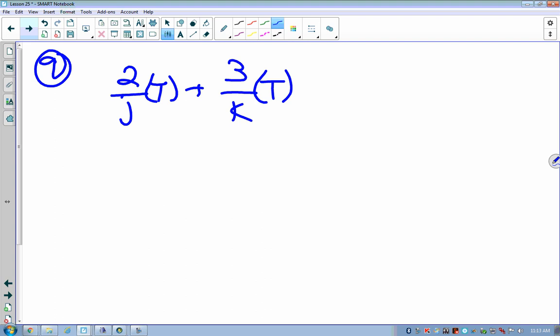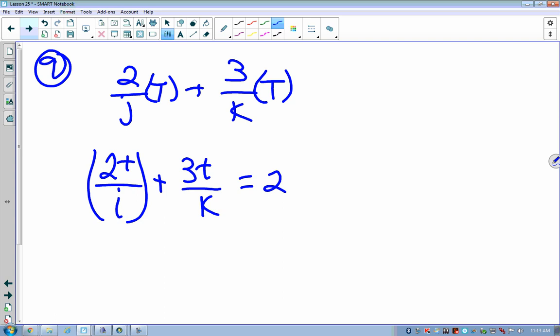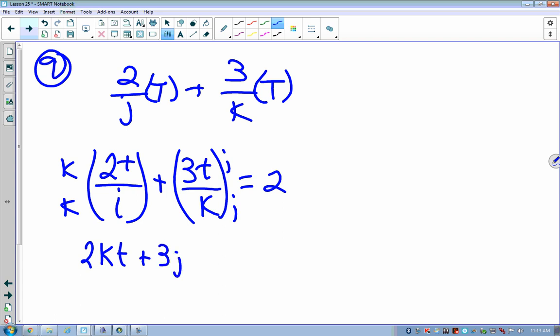So if I look at it like that, what do I need to do? How many jobs do we want to get done? 2 jobs. I need a common denominator, right? So I'm going to multiply by K over K and J over J. So we have 2KT plus 3JT all over JK.